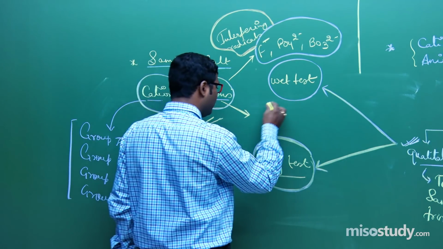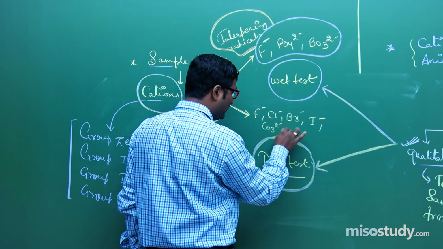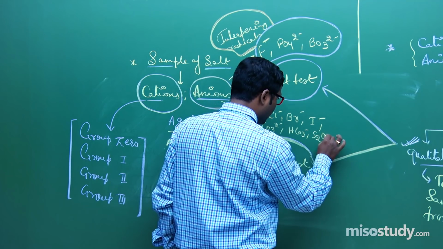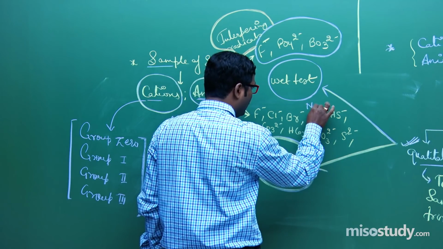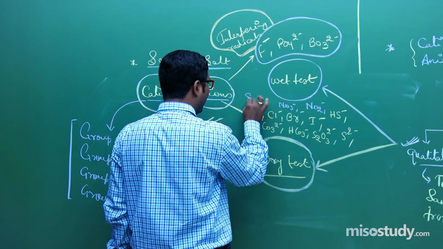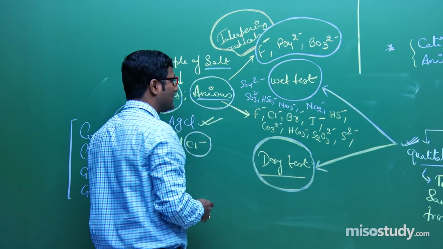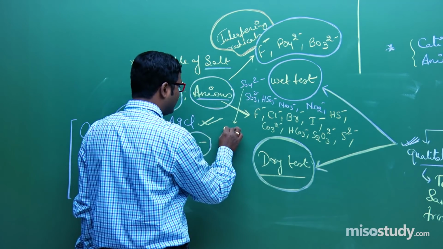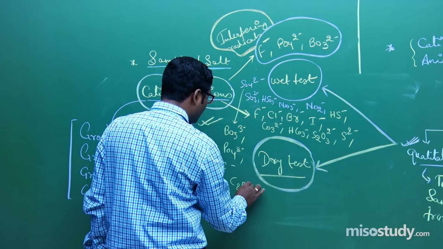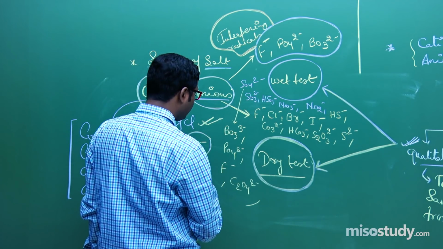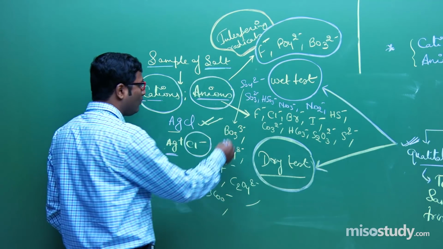Clear? If I talk about a few anions, that is F minus, Cl minus, remember this, Br minus, I minus, CO3 2 minus, HCO3 minus, S2O3 2 minus, S2 minus, HS minus, NO2 minus, NO3 minus, SO3 2 minus, HSO3 minus, SO4 2 minus, BO3 3 minus, PO4 3 minus, C2O4 2 minus, and CH3COO minus. These are the various anions.